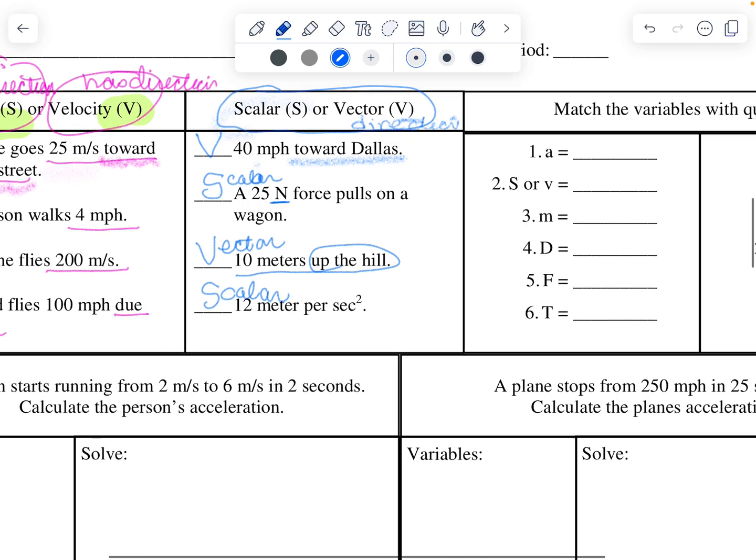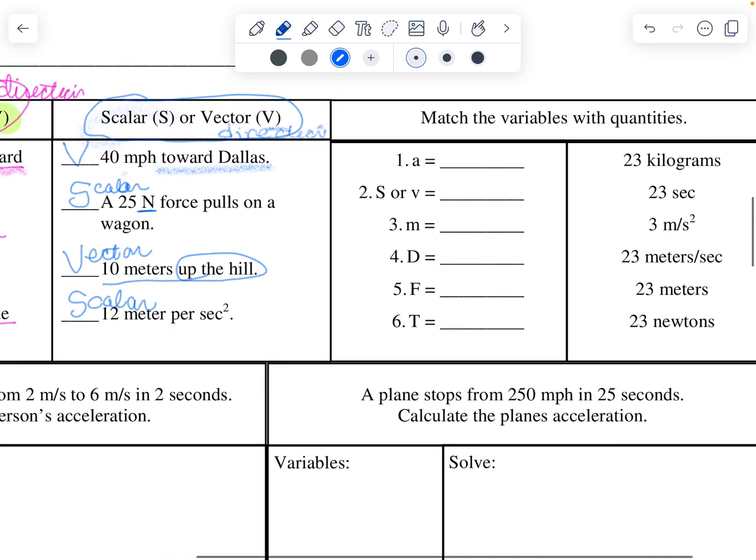For this section, please self-evaluate right now. Given numbers and values that we've looked at here in the blue, are you able to distinguish between scalar and vector quantities?